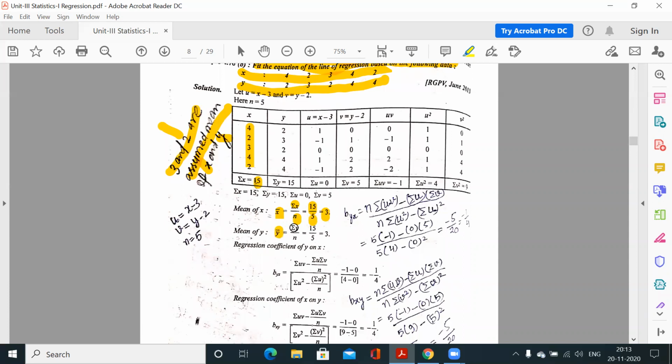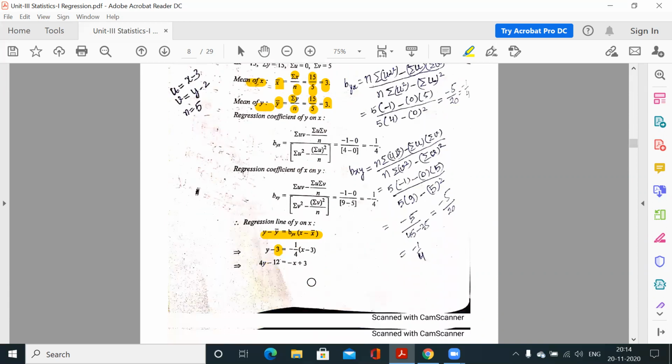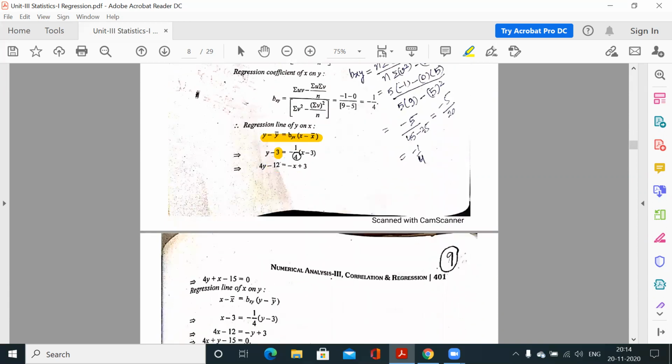And mean of y is summation y over n. Summation y is the total of these y values. This is again 15. 15 by the total number of values, 5. So this is 3. So both means, x bar is 3 and y bar is 3. So this is y minus 3, x minus 3. Now find out the value of b_yx.